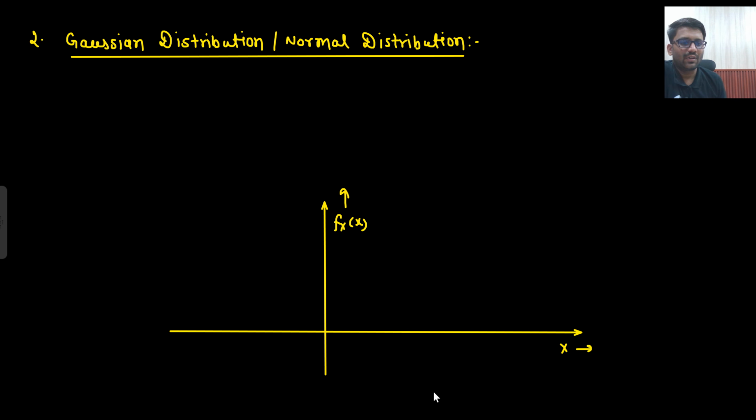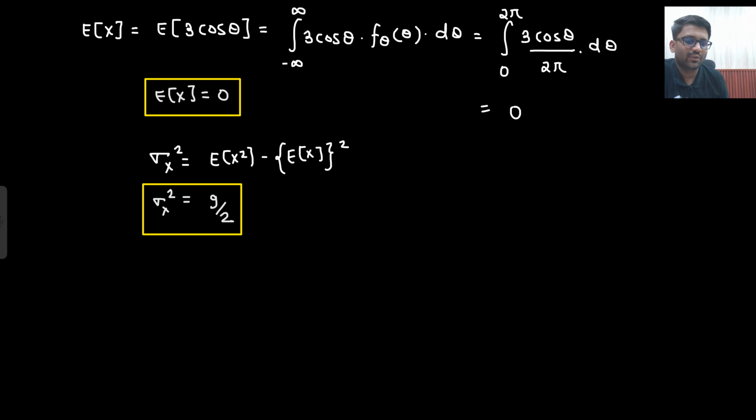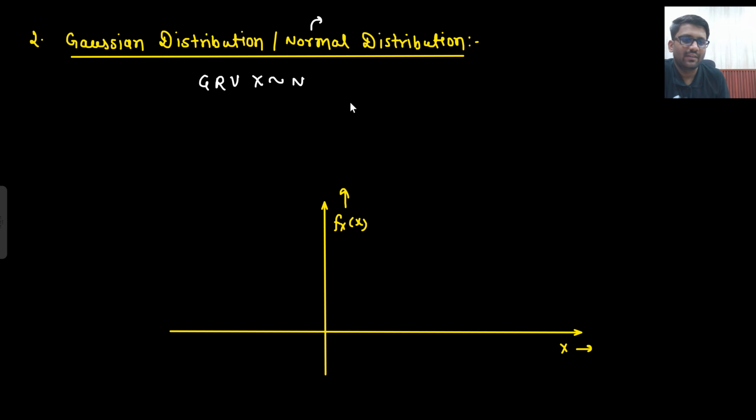Next we need to study about Gaussian distribution, or you can call it normal distribution. So what will be given? That x is a Gaussian random variable, a Gaussian random variable with normal distribution. Because of normal distribution you use the sign N. Here what was the sign you were using? You were using the sign U, for uniform distribution. So here, because of the normal distribution, you use the sign N.